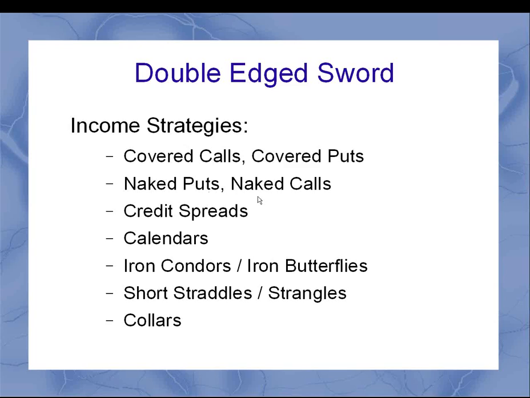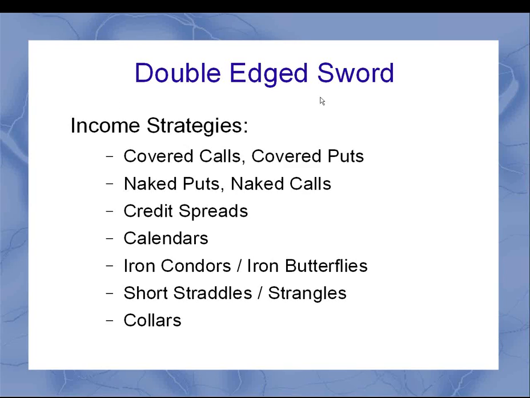Credit spreads, calendar spreads, buying an option farther out in time and selling a near-term call or put against it, iron condors and iron butterflies, the combinations of bull put and bear call credit spreads, short straddles and short strangles, meaning selling an at-the-money call and at-the-money put on the same stock, or of course selling an out-of-the-money call and out-of-the-money put on the same stock. We may even lump standard collars into that position as well.